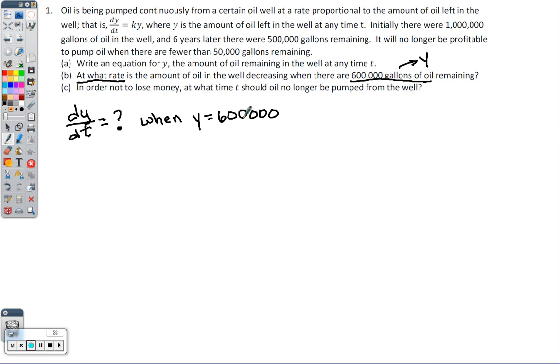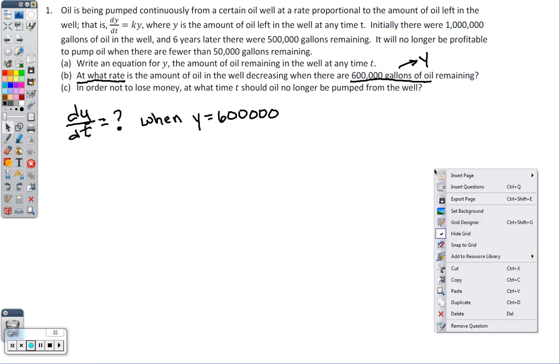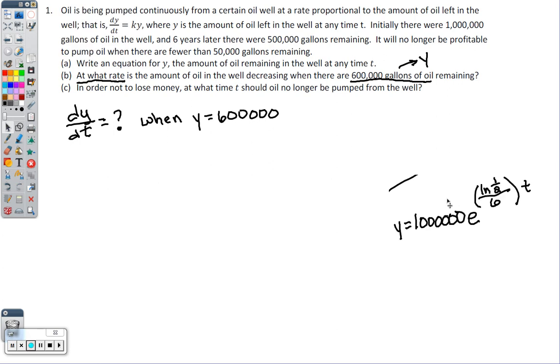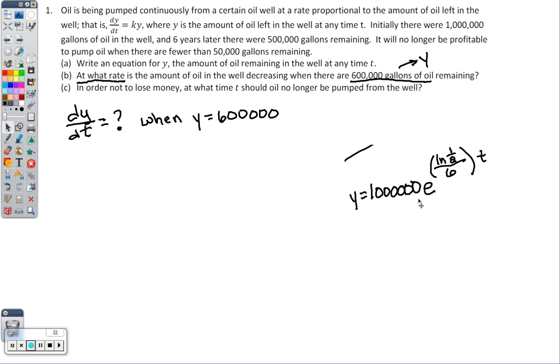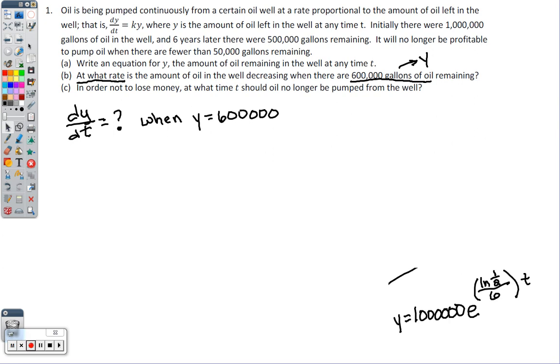Well, you may be tempted, right? We usually think of dy dt. You may be tempted to say, well, here's my function for y. You may be tempted to go ahead and take the derivative and then plug some things in. But that's far too much effort. We know what dy dt is. Dy dt is k times y.